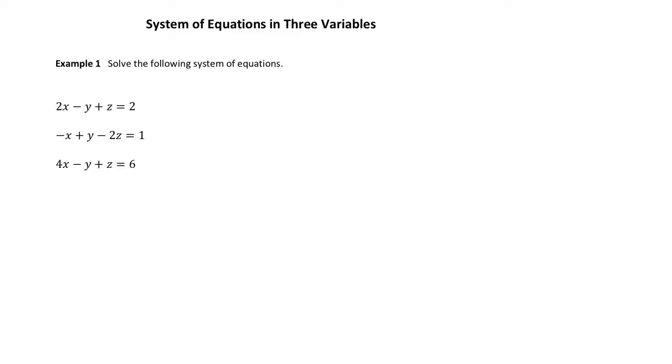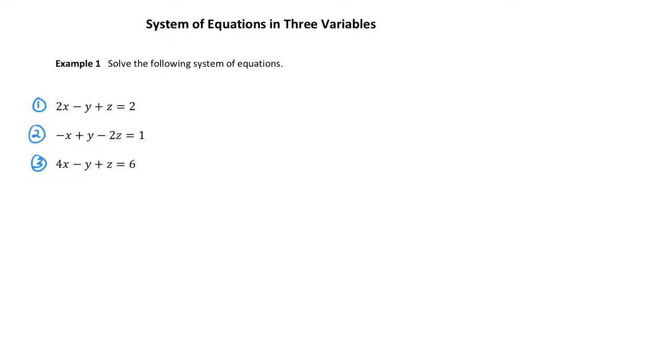For this lesson, I'd like to solve a system of equations, but now with three variables in it. I'm given three equations, and they each have an x, a y, and a z. The strategy is going to be to reduce it down to two equations with two variables. So I'm going to label my equations. Let's call this the first, second, and third equations.